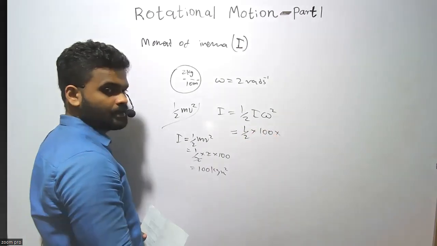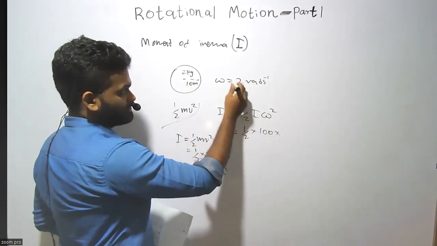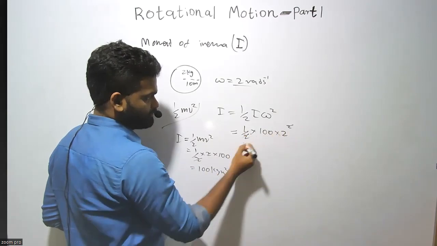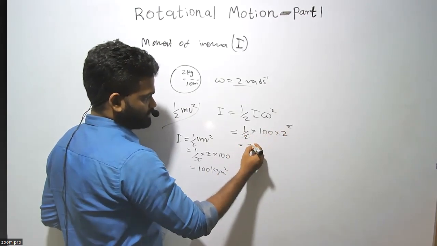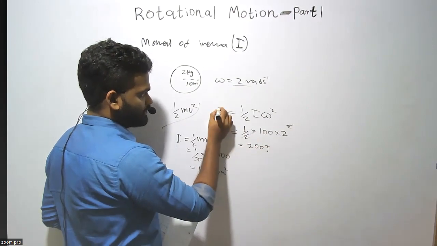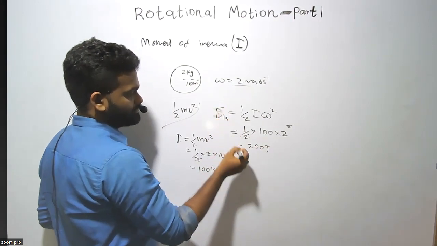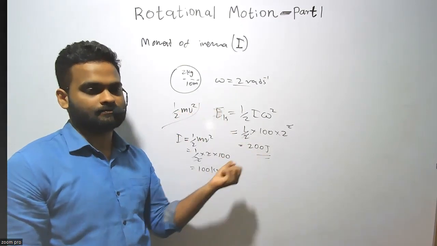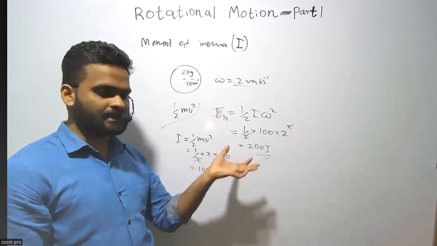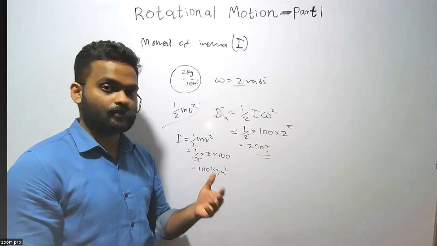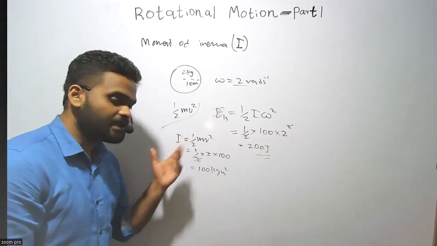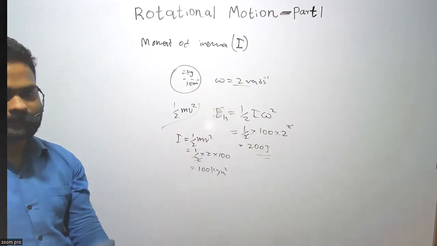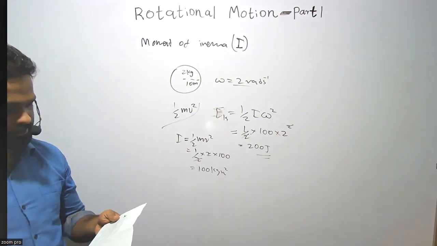Substitute it here. Then you have omega, which they have directly given as 2. Then 2 cancels off. 2 times 100, that is 200. 200 joules. This is energy, kinetic energy. So this rotating object has 200 joules of energy. So you don't have to specifically remember the equations for rotational motion. We have the same equations, you just have to convert them into angular quantities. That's all you have to do.